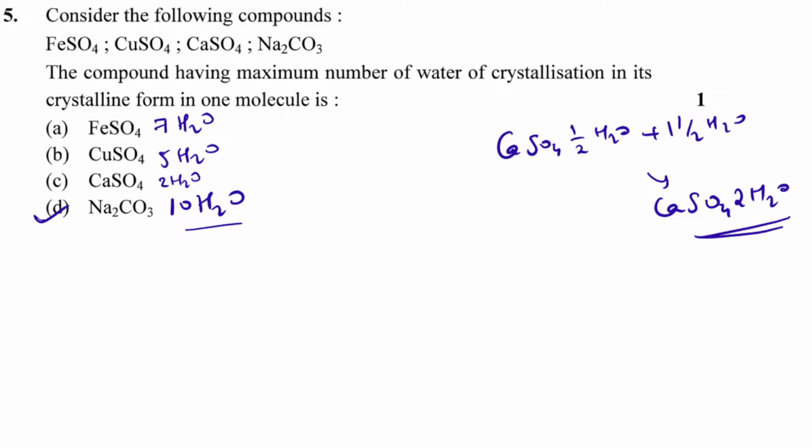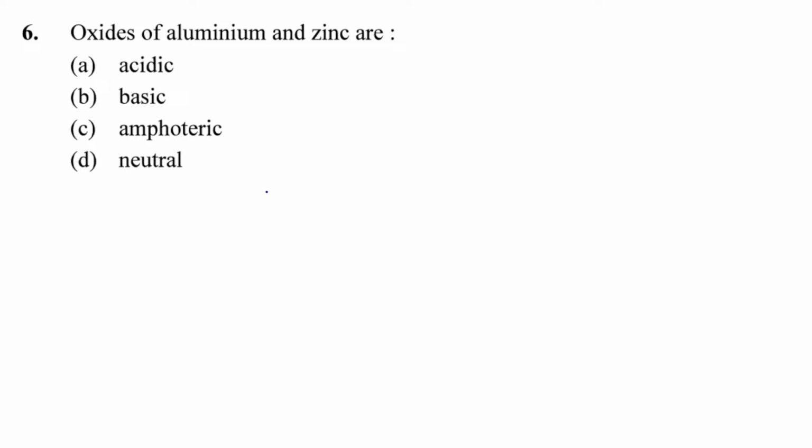Okay, let's see the next question: oxides of aluminum and zinc are. If you remember, we have 3 types of oxides: acidic oxides, basic oxides, and amphoteric oxides. Amphoteric means oxides which can react with both acids as well as bases.